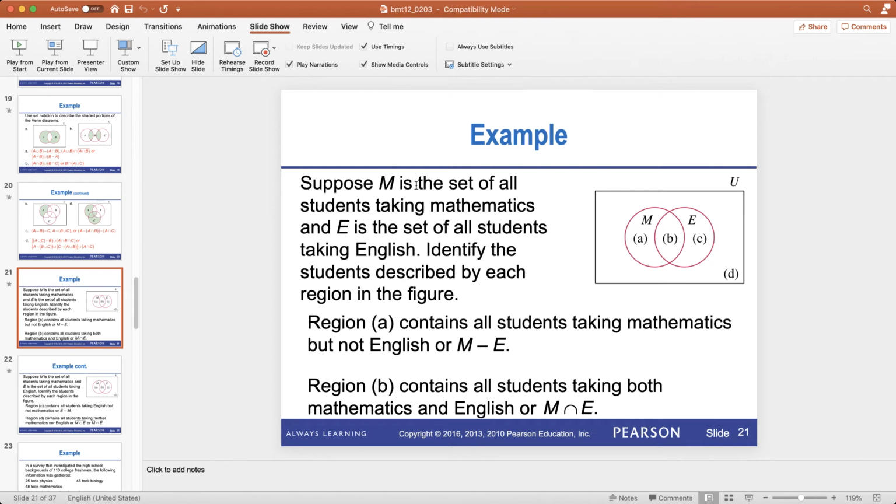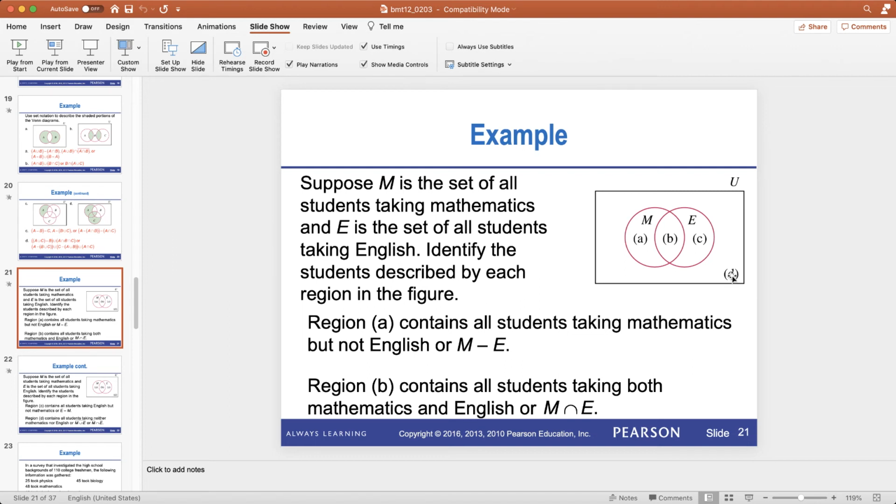Okay, so suppose M is the set of students taking math and E is the set of students taking English. Identify the students described in each region. So region A, what is region A? That's the students taking math, but they're not taking English, right? Region B, students taking math and English, both. And then C is students taking English but not math.